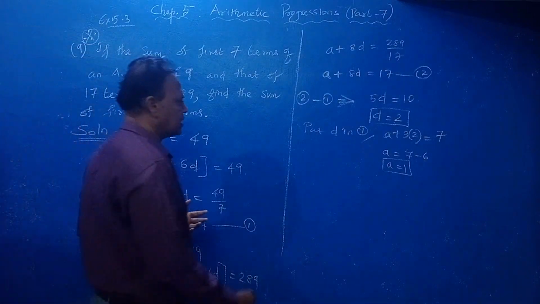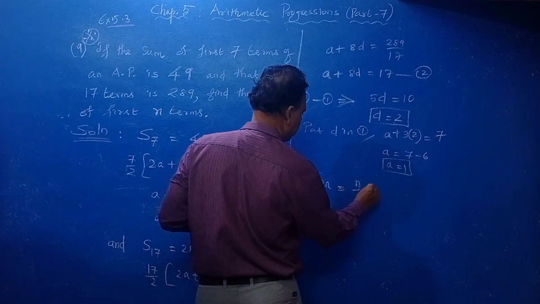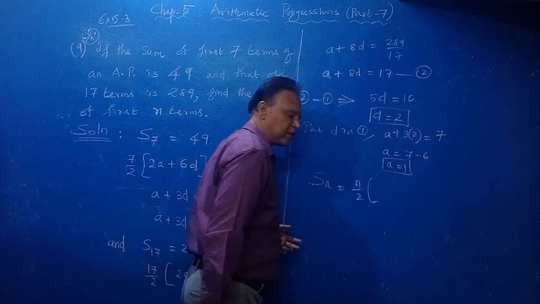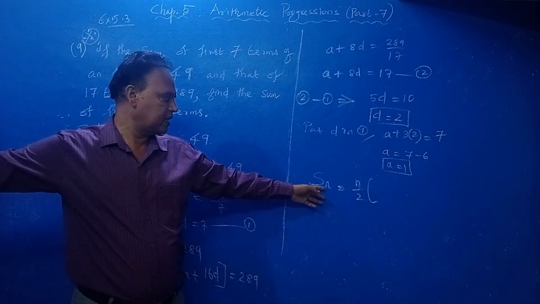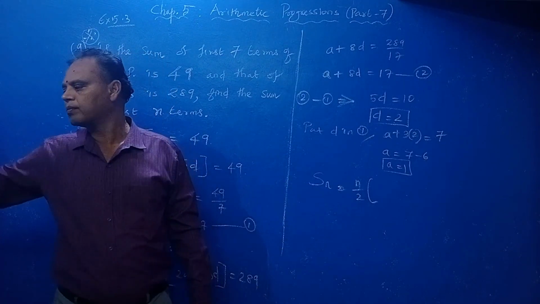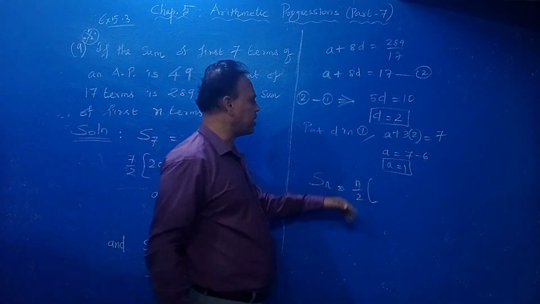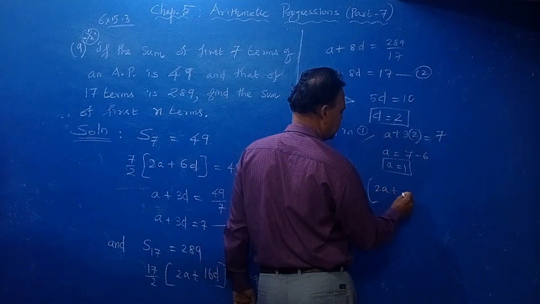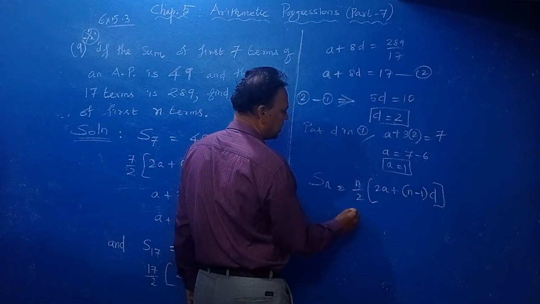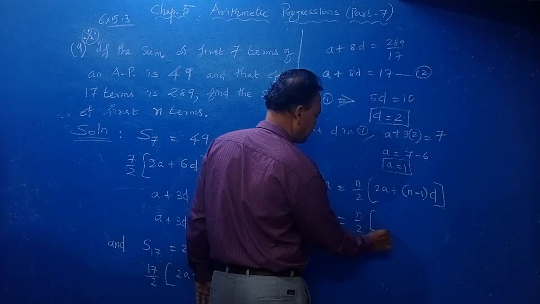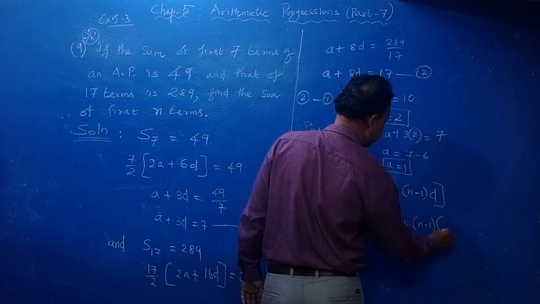That means Sn. Sn equals n by 2 into... Here you don't have the last term, so you write this formula. Sn equals n by 2 into 2a plus n minus 1 into d. Write this formula. So here n by 2 into 2a, 2 into 1, plus n minus 1 into d, which is 2.